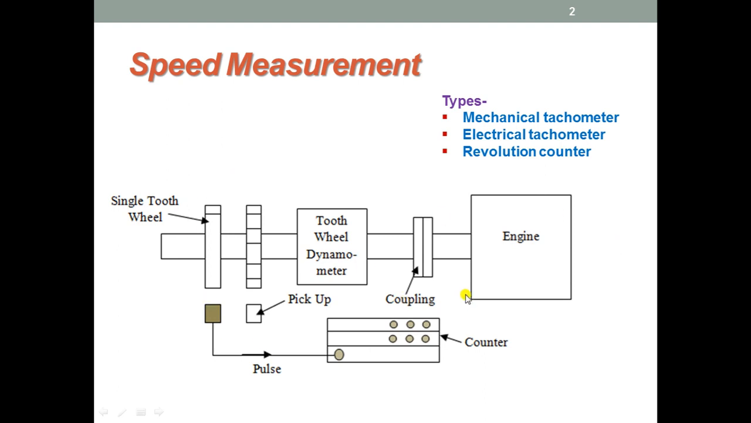Figure shows an arrangement of revolution counter used for measuring the speed. An engine is coupled with a tooth wheel dynamometer with a coupling. A tooth wheel dynamometer will have two wheels. One is a single tooth wheel and the other one is a multiple tooth wheel.